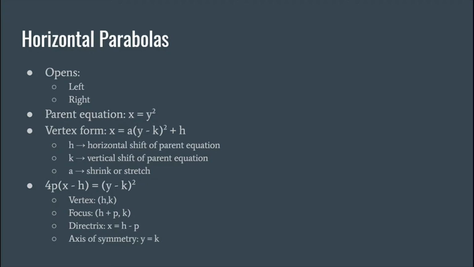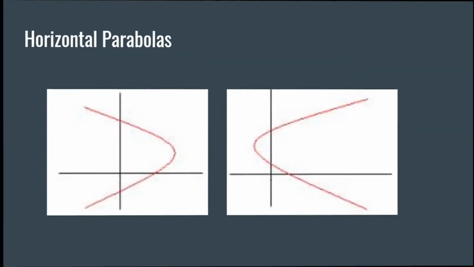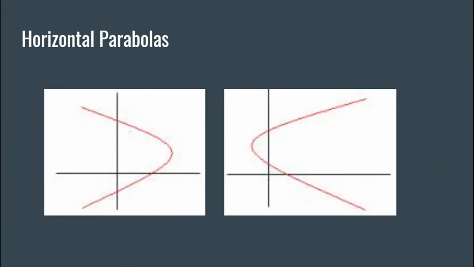Okay, so let's take a look at an example here. I know this is kind of confusing, so we'll take a look at the pictures before the example. So these are horizontal parabolas, and horizontal parabolas are relations because they fail the vertical line test.